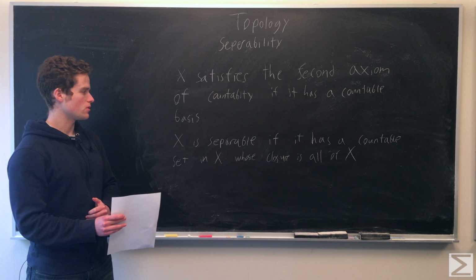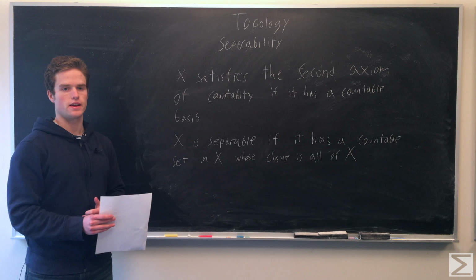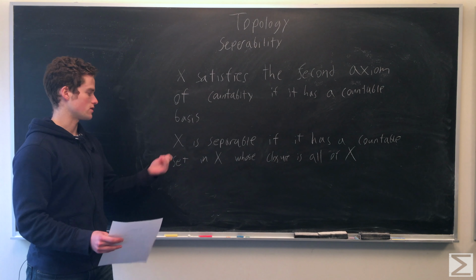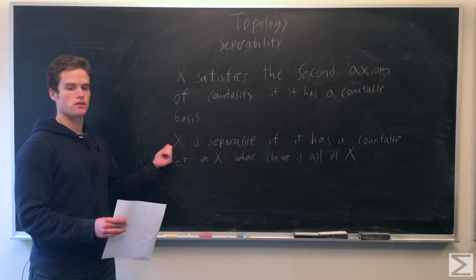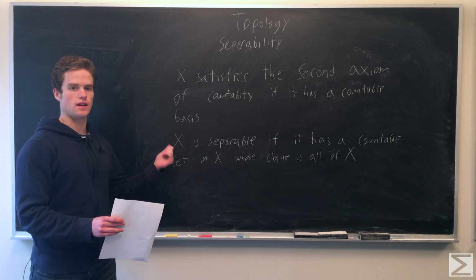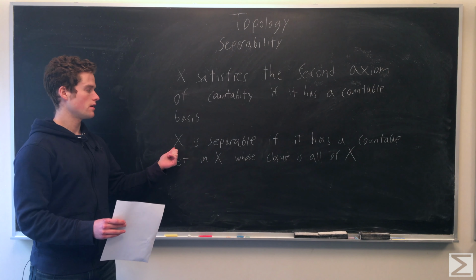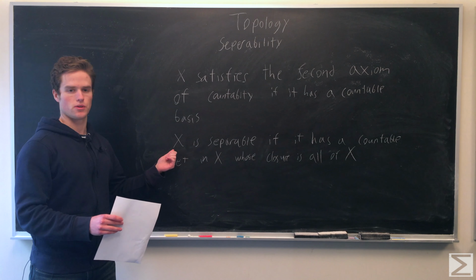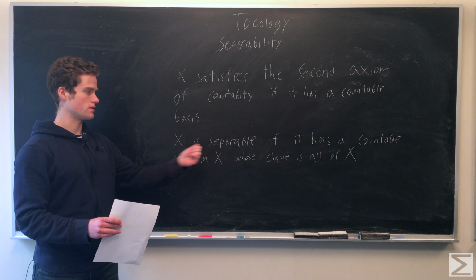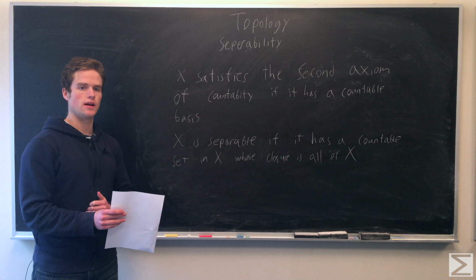And X is separable if it has a countable set in X whose closure is all of X. So as an example, the real numbers is separable because the rationals are countable and dense in the reals, so their closure is all of the real number line. So the real number line is an example of a separable space.